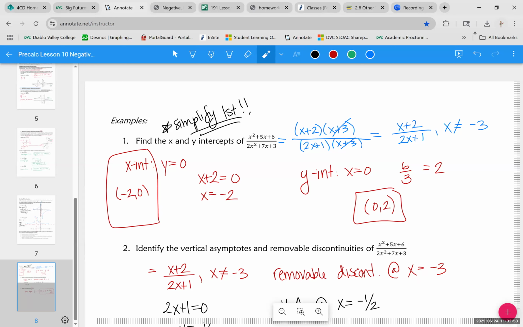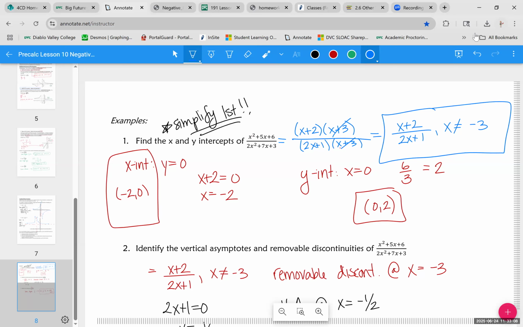So it can't be both an intercept and a hole, right? So simplify your function first, which I did by factoring and canceling. So here is the most simplified version of this function.